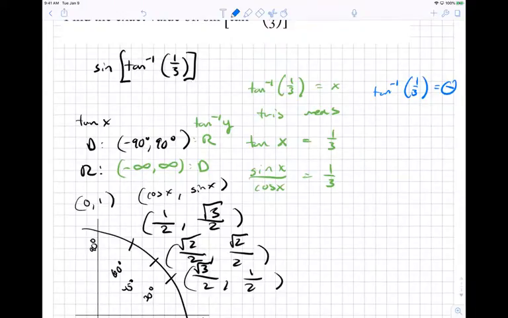So if we just draw, what do we say, a right triangle? I'm just drawing a random right triangle. Okay. So say this was our theta. So tan of some angle is 1 over 3. So where does the 1 go? Where does the 3 go?